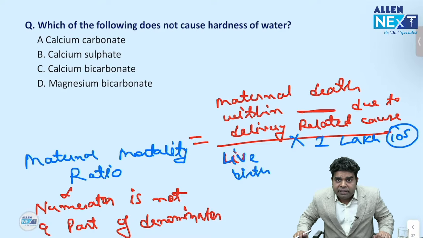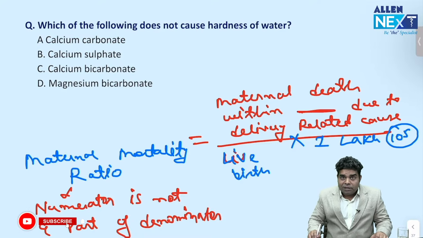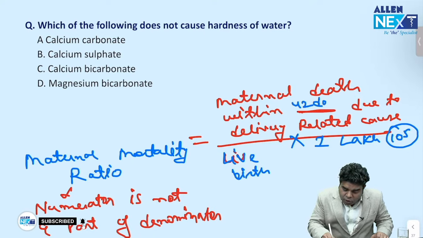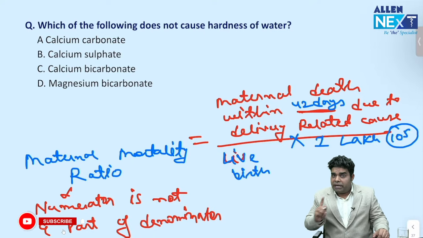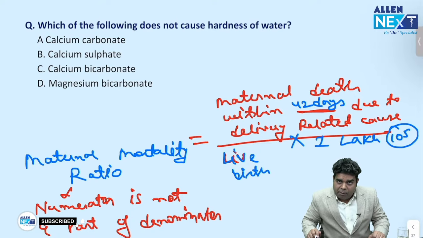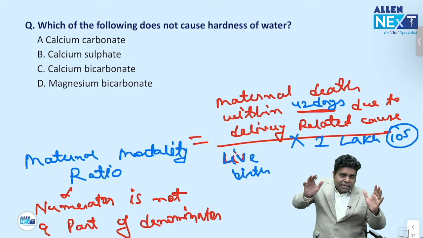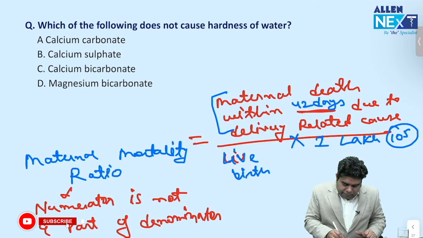So tell me, what is the time duration within which you take MMR? It is within 42 days or 6 weeks. Mother should die. Only then it is counted as MMR and multiplied by 1 lakh. Now tell me one thing. Is mother coming from children?